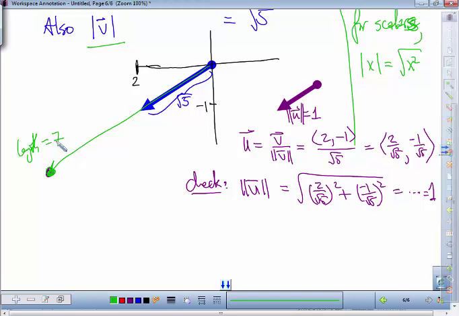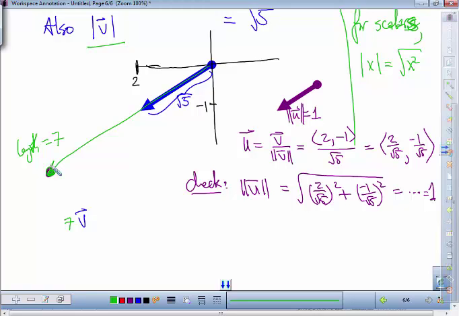So now the question is, I want to use my vector v pointing at this target to reach that target with one vector. So I basically want to look at my vector v, and I want to scale it so that it has length 7. So the question is, what do I do? What happens if I multiply by 7? Then I'll have 7 times square root of 5. That's way too big.